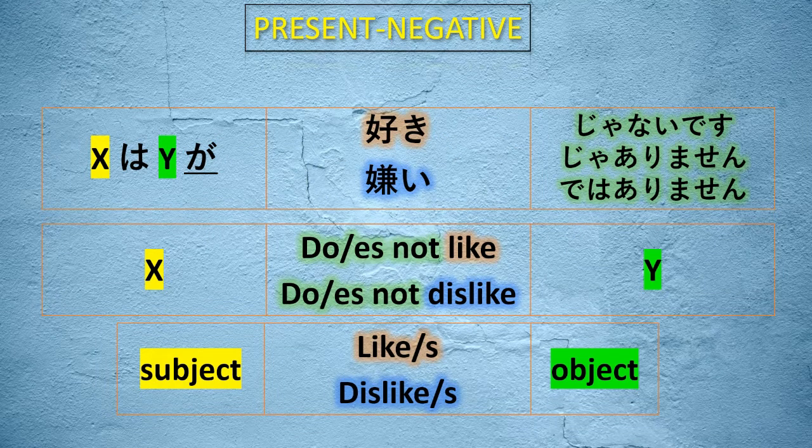Do not like, does not like. Do not dislike, does not dislike. Double negative. So, X wa Y ga suki janai desu, or suki ja arimasen, or suki de wa arimasen. X wa Y ga kirai janai desu, or kirai ja arimasen, kirai de wa arimasen.